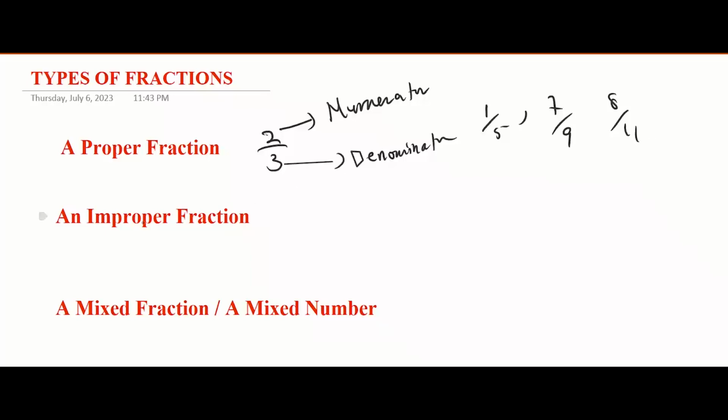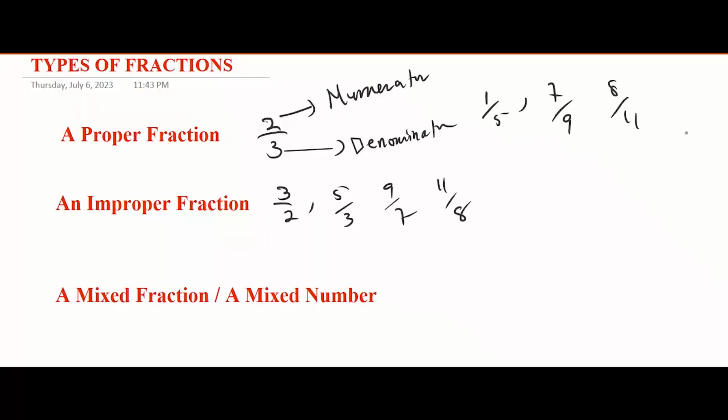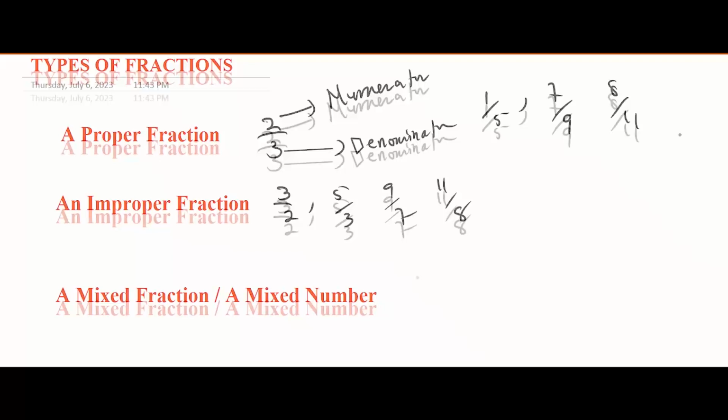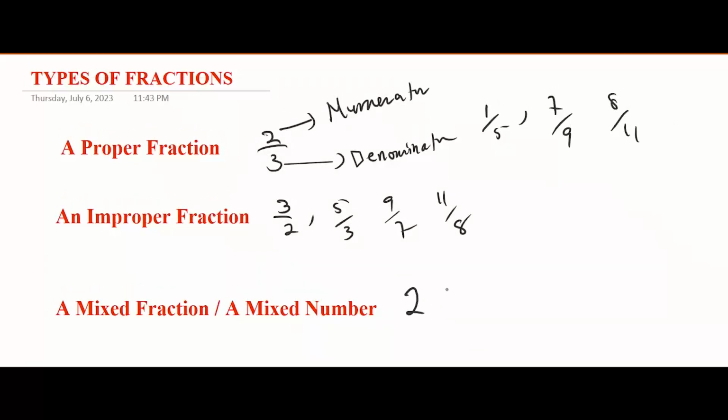An improper fraction is a fraction whose numerator is bigger than the denominator. Take for instance 3/2, 5/3, 9/7, 11/8. Then a mixed fraction is a fraction that contains a whole and a proper fraction. Take for instance 2 whole 3/5, 4 whole 7/8, and so on and so forth. Basically, these are the 3 types of fractions we have in mathematics.